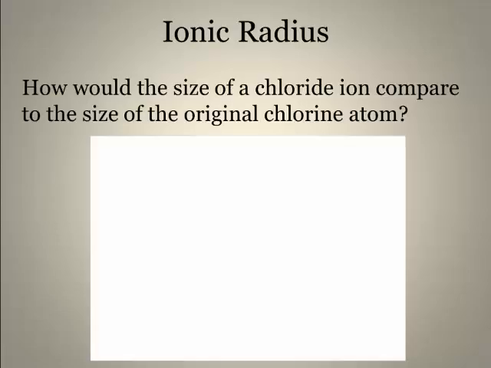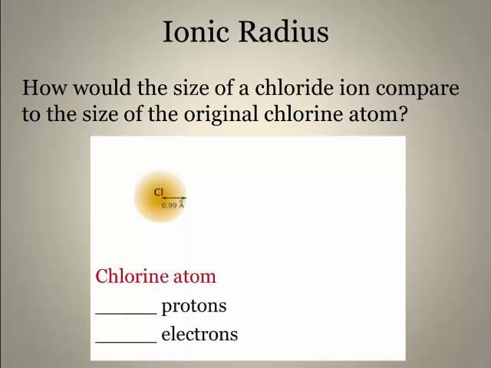Okay, let's move on and look at the size of these ions. How would the size of a chloride ion compare to the size of the original atom? The radius of a chlorine atom is 0.99 angstrom. What is that chlorine atom made of? It's made of 17 protons and 17 electrons, since it's a neutral atom. It also has some number of neutrons, which we won't worry about right now.